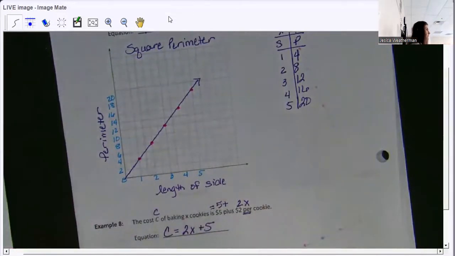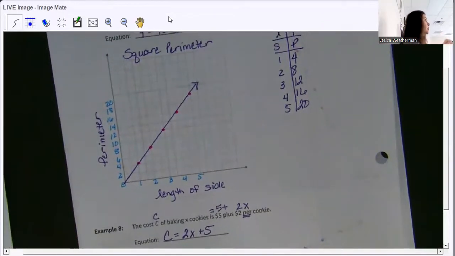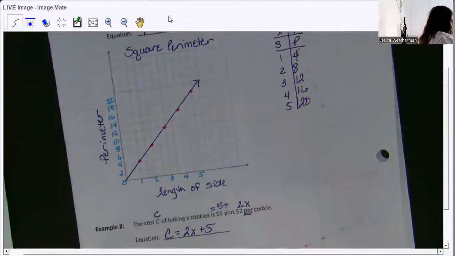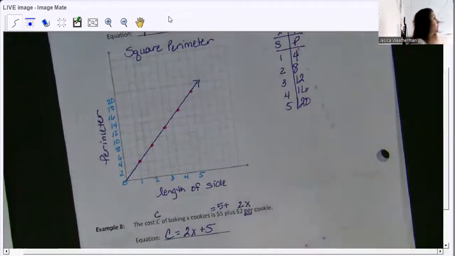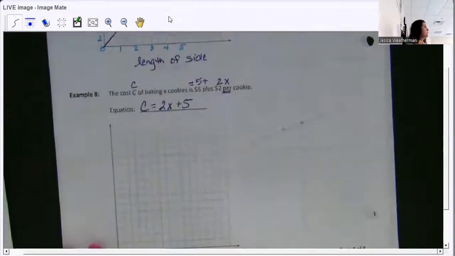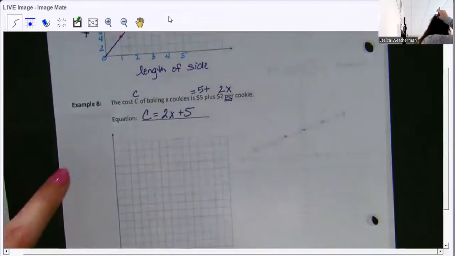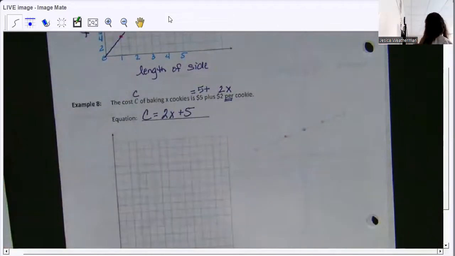Can you do it like that? Can you do it 5 plus 2x? You can do it without being wrong, but I want you to get in the habit of writing it in slope intercept. Like this, right? Okay.